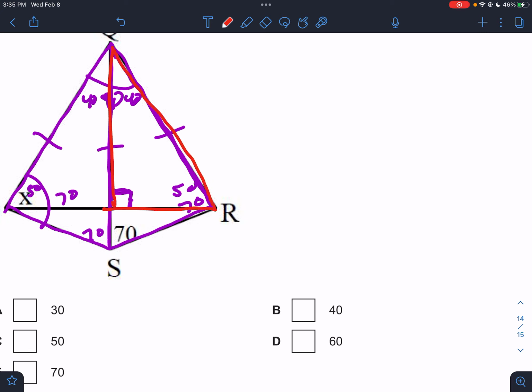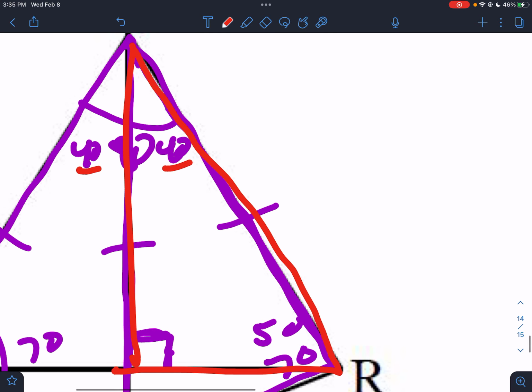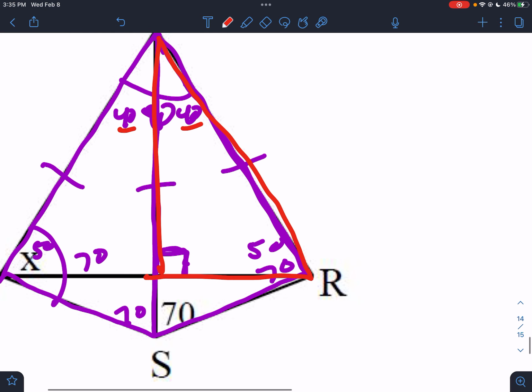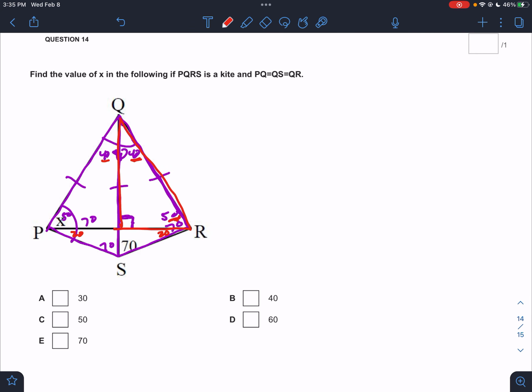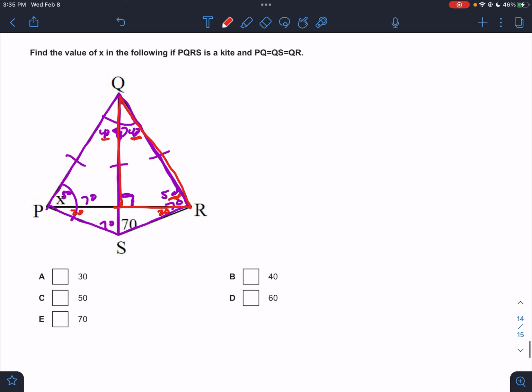So I did 360 minus 70 this corner, minus 70 this corner, minus 140 this corner. And I got 80. And I know it's a kite, so that 80 became 40 and 40. And because this is a right triangle, if that's 40, this has to be 50. And if that's 50 and the whole thing's 70, those have to be 20s. I don't know what the question is, I'm just filling stuff out. Find the value of x in the following. Well, we just did that. It's 50. So x equals 50.